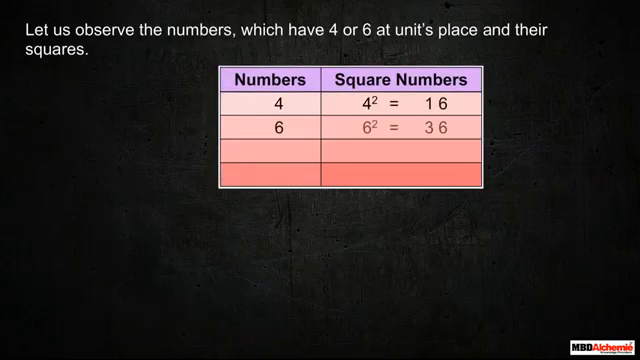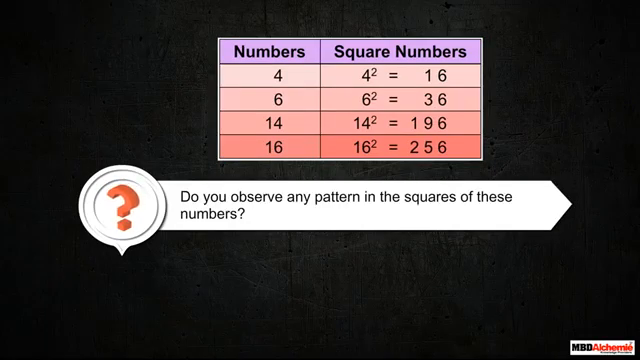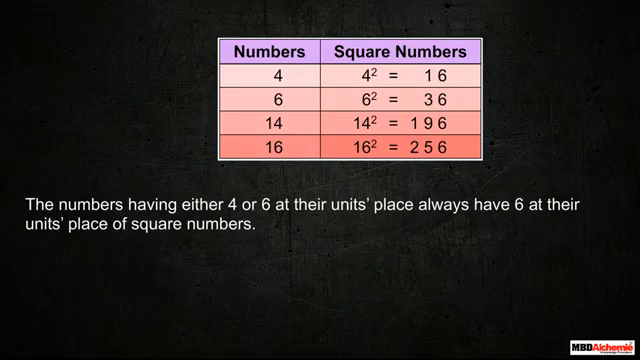Let us observe the numbers which have 4 or 6 at units place and their squares. Do you observe any pattern in squares of these numbers? The numbers having either 4 or 6 at their units place always have 6 at their units place of square numbers.